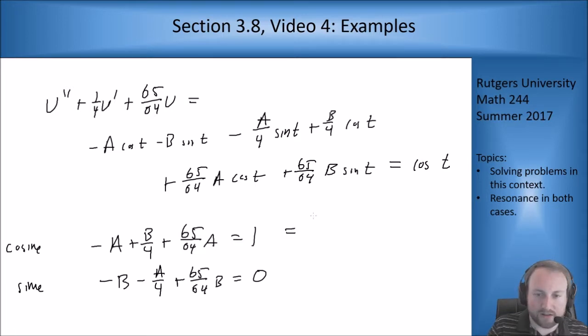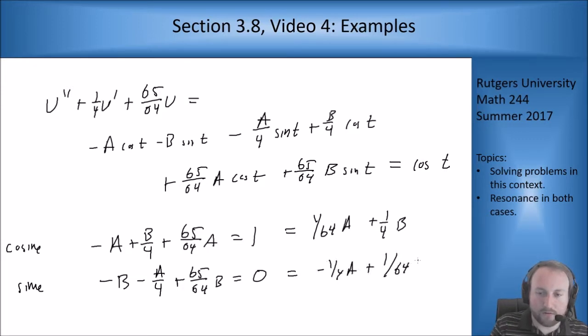I'll rewrite this as 1 over 64 a plus 1/4 b, and this is -1/4 a plus 1 over 64 b. Now you'd be left to solve these two equations for a and b to get your constants. Instead of doing that, I'm going to have Maple do it, because at this point we're just solving equations. If you had to solve things on an exam, the numbers wouldn't be this nasty. They'd be a little easier to work out. So let's run into Maple and have Maple do the same thing.